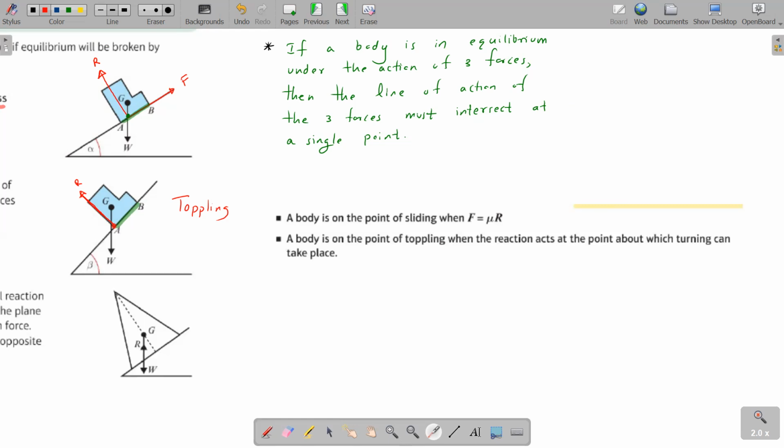All right, guys. So those are some important things that you need to know. Let's go through some examples to understand these concepts better.